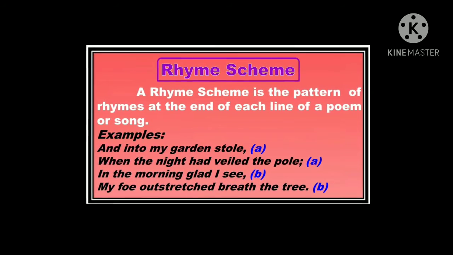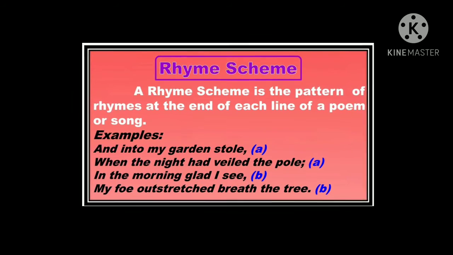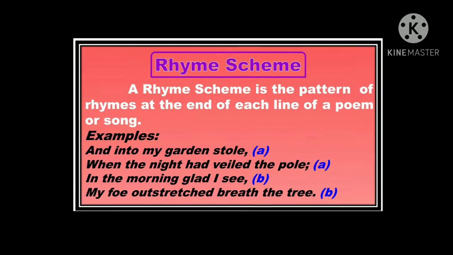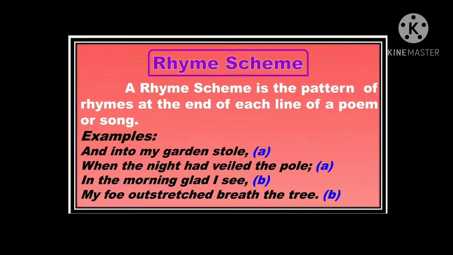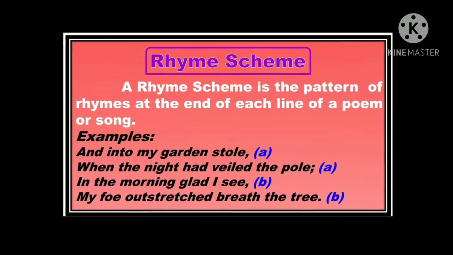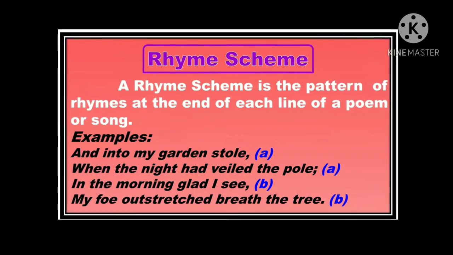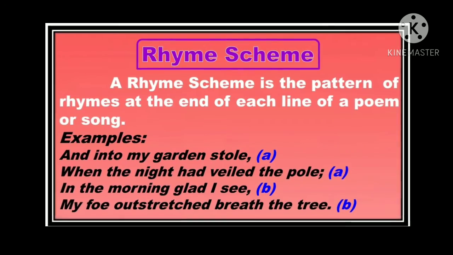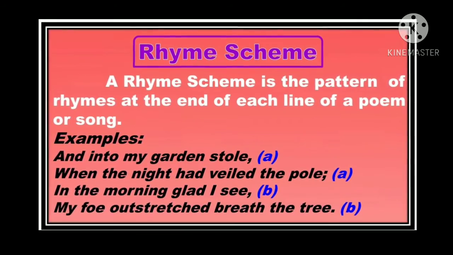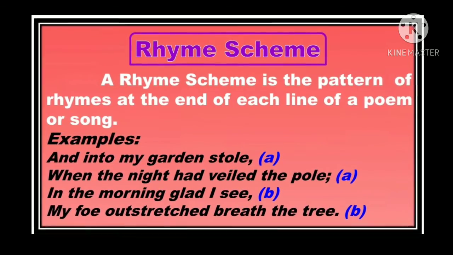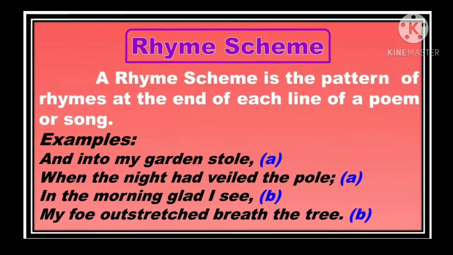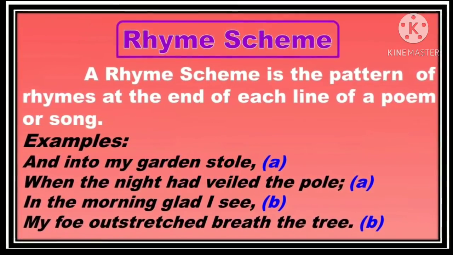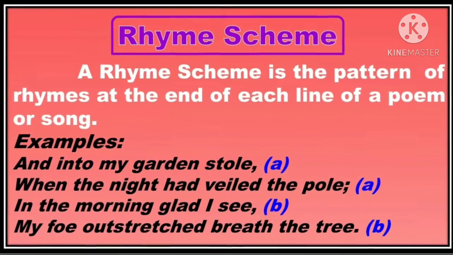A rhyme scheme is the pattern of rhymes at the end of each line of a poem or song. It is usually referred to by using letters to indicate which lines rhyme; lines designated with the same letter rhyme with each other. Look at the example: And into my garden stole when the night had veiled the pole. In the morning, glad I see my foe outstretched beneath the tree. Here, the rhyme scheme used is AABB, and we can use the letters of the alphabet A, B, C, D, E, F, G as a rhyme scheme, based on the rhyming words.